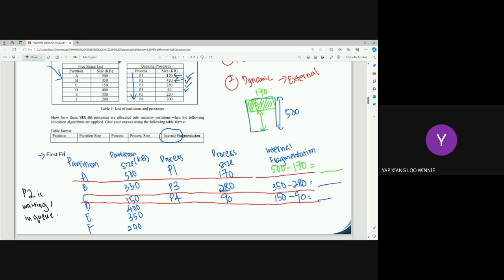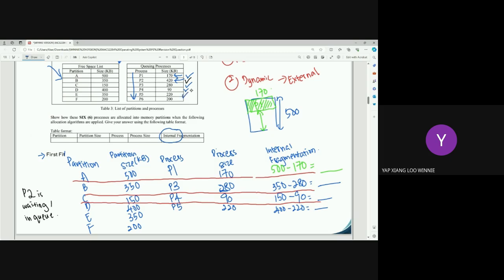The next one. So the next process is process 5, 220, and the next available partition is 400. 400 can fit 220, right? So you put process 5 here, and then your size is 220. Internal fragmentation is going to be the partition size deducted by the process size over here. Okay, so this is for process 5. Now process 5 is done.